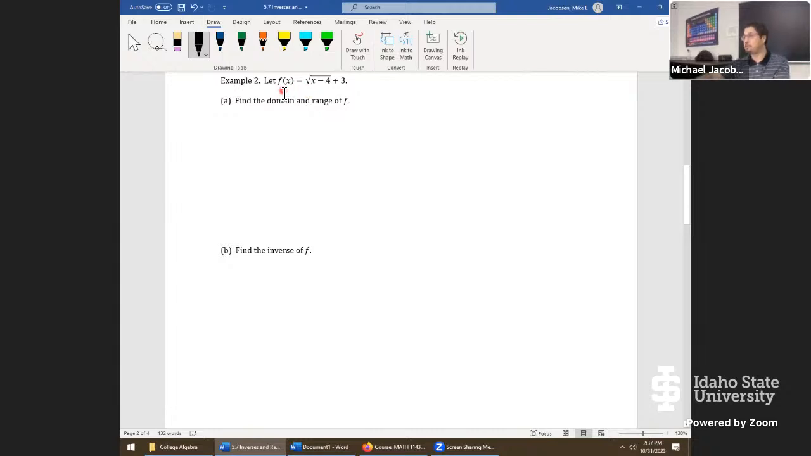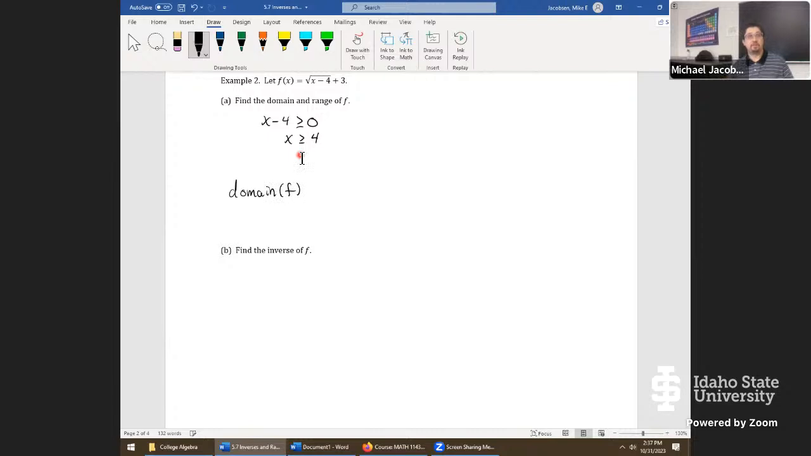Domain's not too bad. We would just look inside the square root symbol. The radicand of x minus 4 has to be non-negative. So immediately write x minus 4 greater than or equal to 0. That's solved in one step. X has to be greater than or equal to 4. Automatically, we've got a domain here that's telling us all of the valid values for x that you could throw in. So let's write domain.